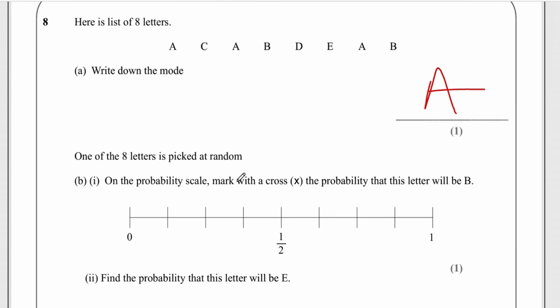One of the letters is picked at random. On the probability scale, mark the probability that the letter will be B. How many B's do we have? 2, okay, out of 8. So if 1 is 8 over 8, you're looking for 2 out of 8. So you can just mark 1, 2, 3, 4, 5, 6, 7, 8. So obviously 2 out of 8 is here, or a quarter. So that is the probability, 2 out of 8.